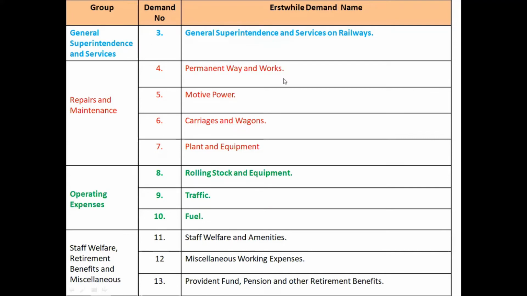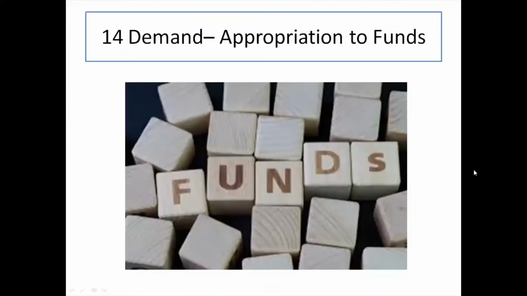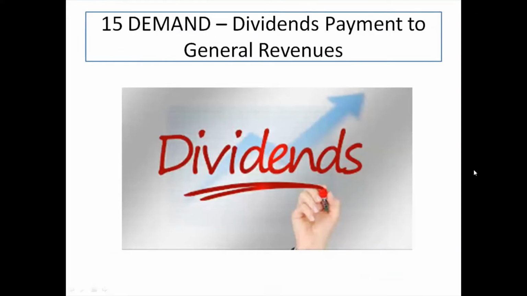Enough. Now we'll go to the PPT. Now this demand number 14 is the appropriation to funds. That is appropriation to DRF, depreciation reserve fund, pension fund, capital fund, all these various funds. It is called demand number 14. And demand number 15 is the dividends paid to Ministry of Finance or General Revenue. But from 2017 onwards, there is no dividend. It is only in the books. This demand number is not required now.